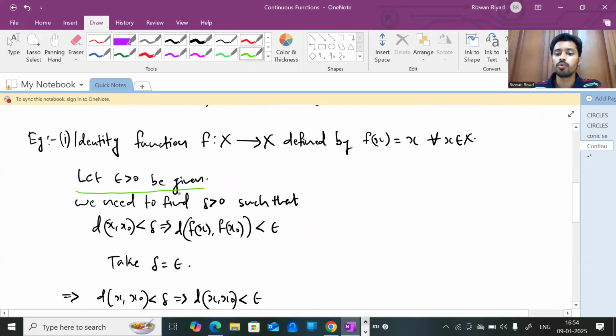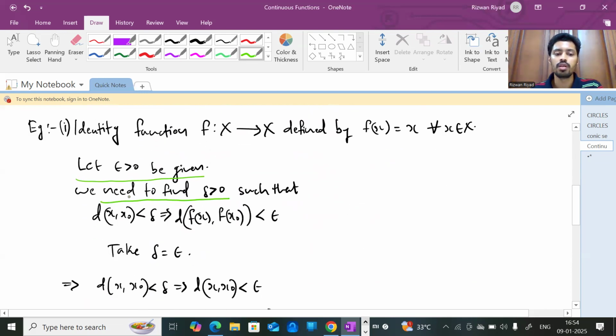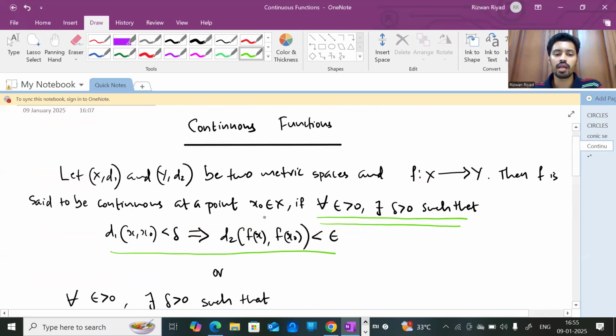So let epsilon greater than 0 be given. Then to prove that this function is continuous, we need to find a delta greater than 0. That is what our definition says. For all epsilon greater than 0, there must be a delta greater than 0. If you take any positive epsilon, you should find a positive delta. So we need to find delta greater than 0 such that d of x comma x naught less than delta implies d of f of x comma f of x naught less than epsilon.